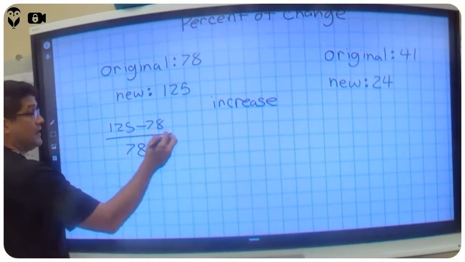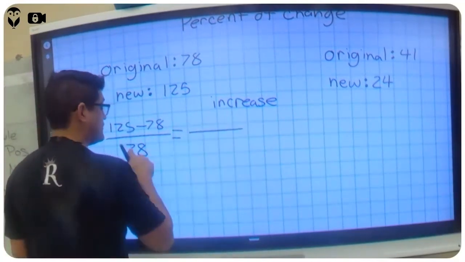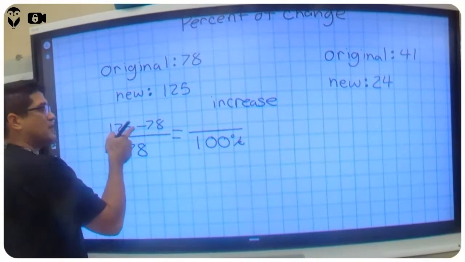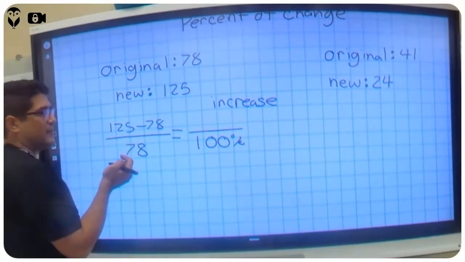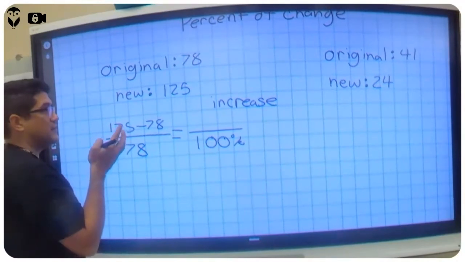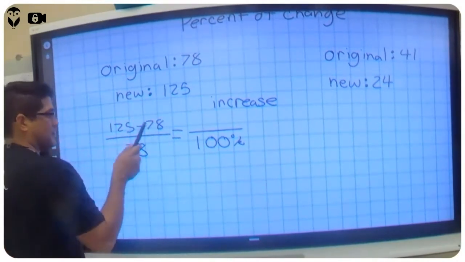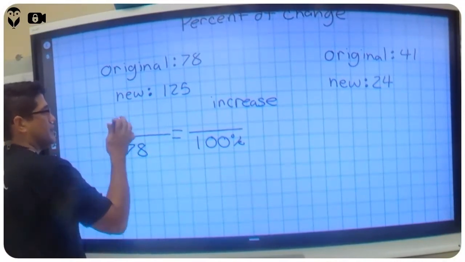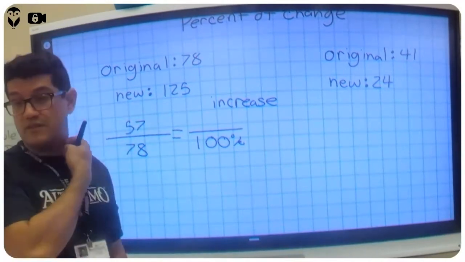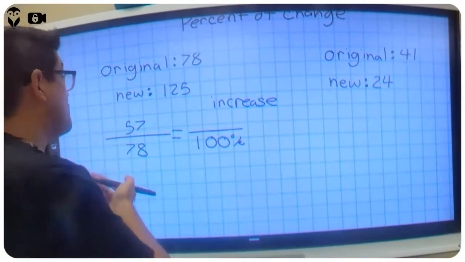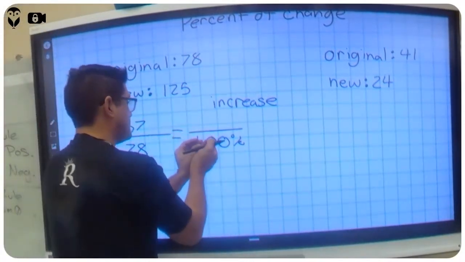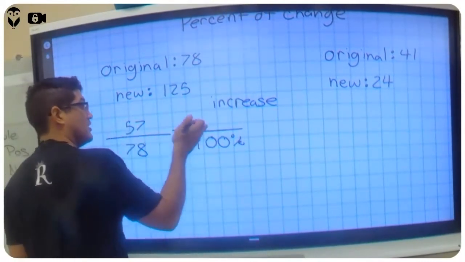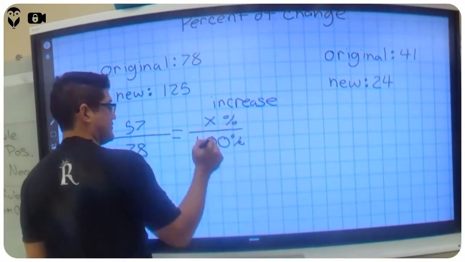Okay? And that has to equal, so 78 is 100%. Okay? Now, once I figure out what this is, what's 125 minus 78? That's 32, and then 25, so that's 57. So this is going to make 57. So I'm going to erase this. So it changed $57 from the original. So what if this is 100%? How much percent is this change? Percent of change. So this is the percent of the change. So this is my mystery. I don't know what this is.